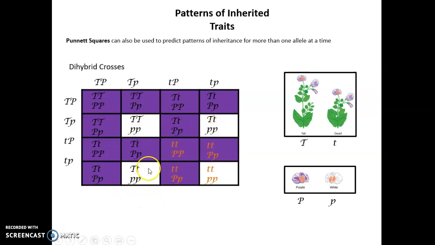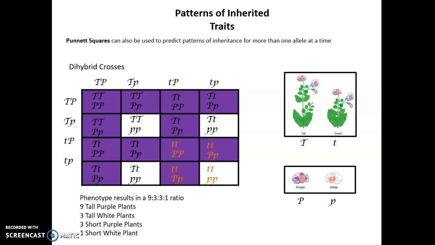Tall white flowered. This one here in the orange letters, those are actually short, and there's only one short white flower. So anyway, Mendel looked at this dihybrid cross to look for patterns. And here's what he saw every single time. We're going to look at the phenotype results. Remember, phenotype means physical. So what does the plant physically look like?